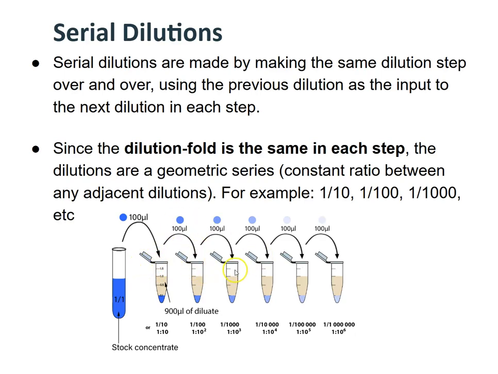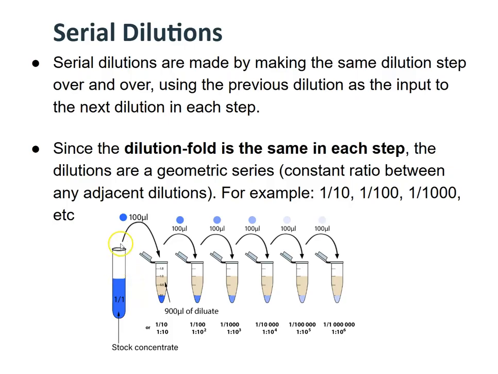Every step is going to be the same. So the dilution fold is going to be the same in every single step. This is called a geometric series because it means we are maintaining a constant ratio between adjacent solutions. And so here we have a stock solution. So this is whatever we're initially starting with. The volume in this solution does not actually matter, but how much you take out and put into the next solution does. So in this case, we're doing what's called a 1 in 10 serial dilution.